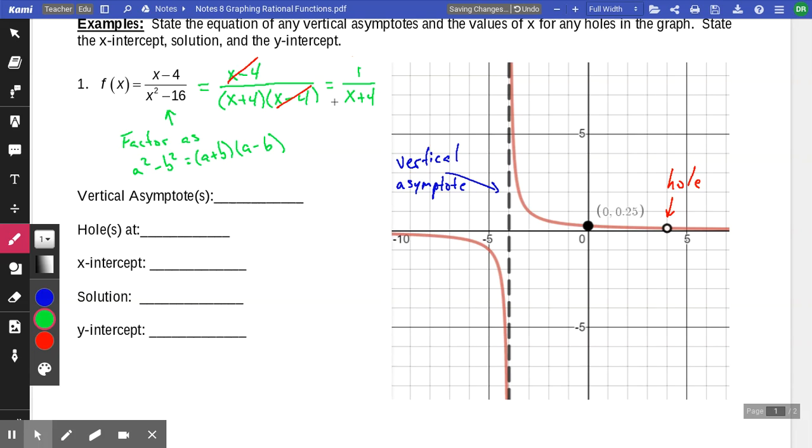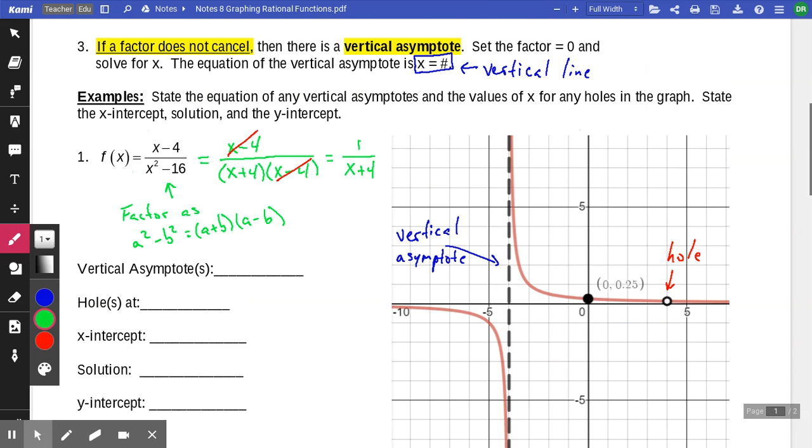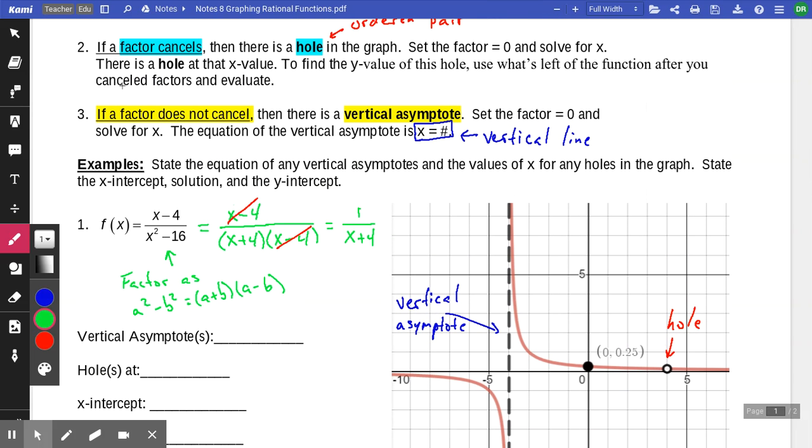Okay, so let's talk about what just happened. We had two factors in our denominator. And remember, this fraction bar is a division bar. And so these are what we're dividing by. And so if there's an x value that makes either one of these be 0, we have a problem. We cannot divide by 0. So let's talk about what we've seen. We've seen one of these canceled away. We were able to reduce and cancel. That was what we said would happen if we have a hole. So if a factor cancels, you do have a hole.